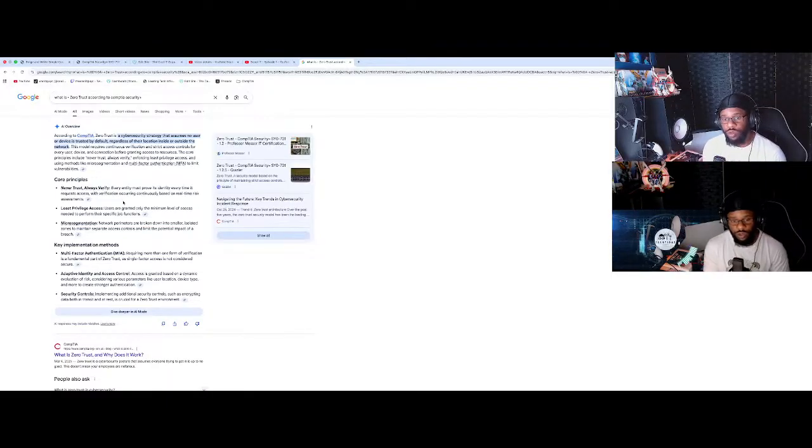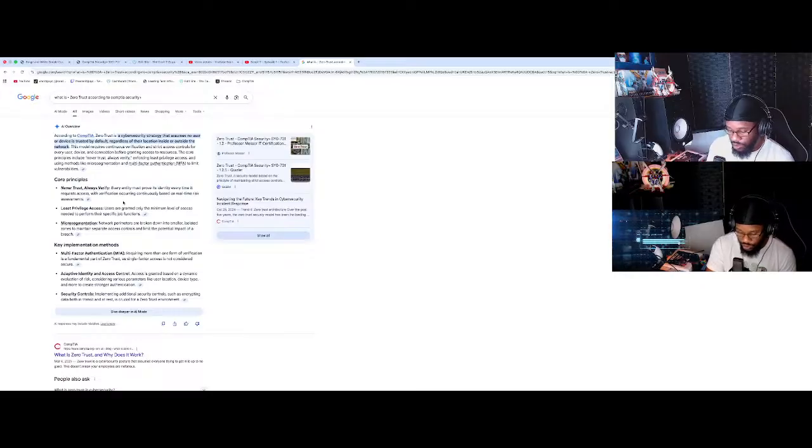So let's talk about the core principles: never trust, always verify. Every entity must prove its identity every time it requests access, with verification occurring continuously based on real-time risk assessments. So there are certain networks that don't allow you to just hop from resource to resource without verifying you are who you say you are.